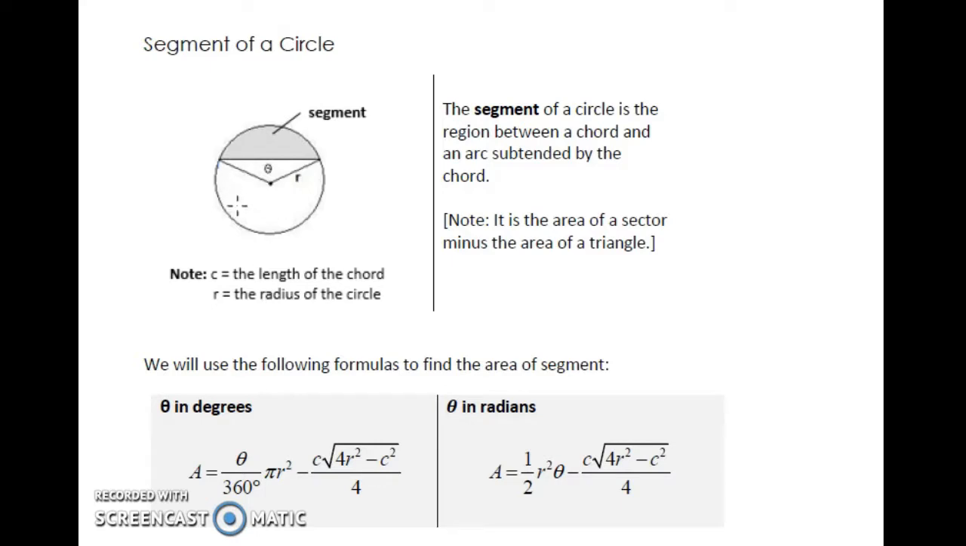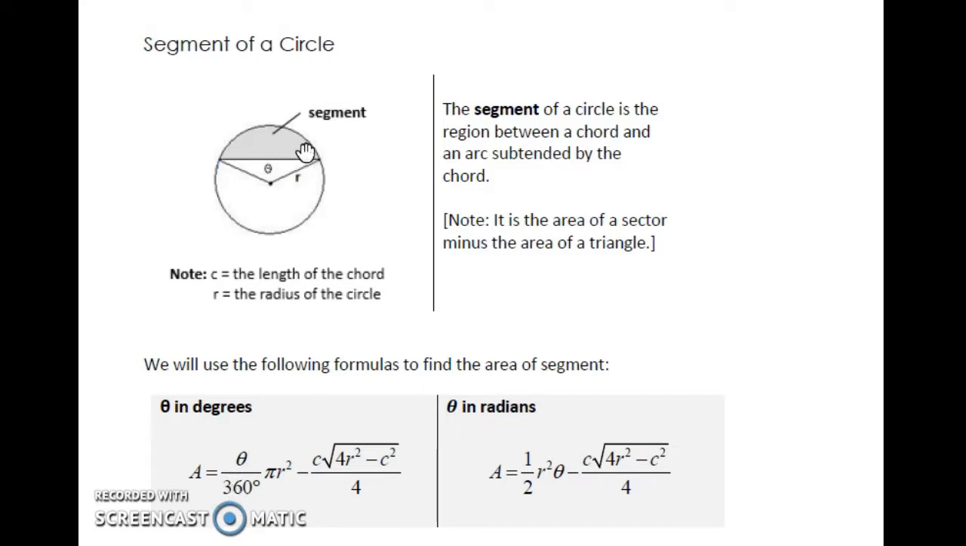Note that C represents the length of this chord and R is the radius of the circle. We have formulas here for calculating what this area of the segment would be. We use a different formula based on whether the angle is given in degrees or radians.